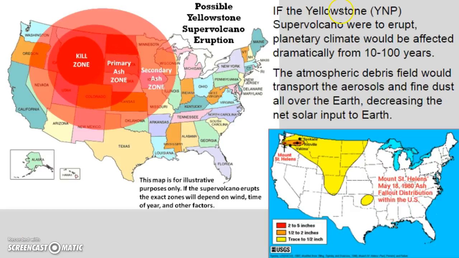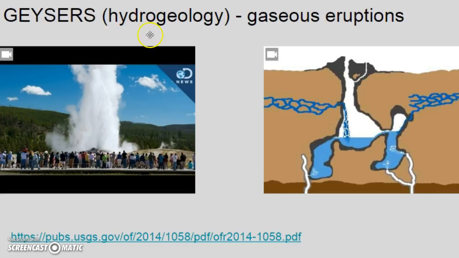So if the Yellowstone National Park supervolcano were to erupt, planetary climate would be affected dramatically for 10 to 100 years. The atmospheric debris field would transport the aerosols and the fine dust all over the Earth, decreasing the net solar input to Earth. Another feature that takes place at Yellowstone involves geysers.